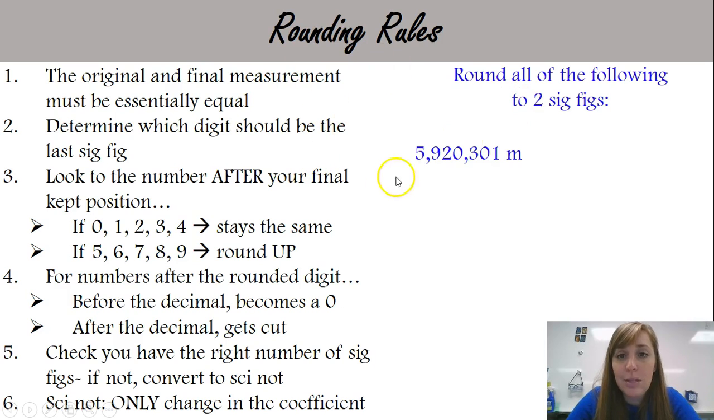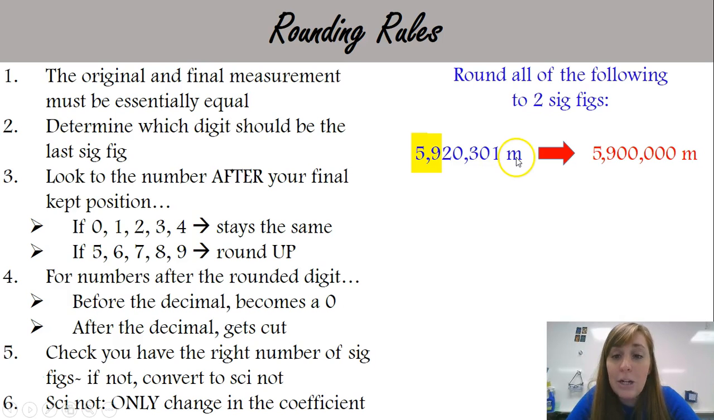Because if we're keeping 2 sig figs, the first 2 are the most important. So 5 and 9 are our first 2 sig figs. Those are our first 2 non-zeros. So if I'm rounding this, I look at the 5 and the 9, then I look after. The 2 does not bump it up. So I keep my 5, I keep my 9. The rest of these digits here, since they're before a decimal, they all become 0, and don't forget your meters. Let's do another one.